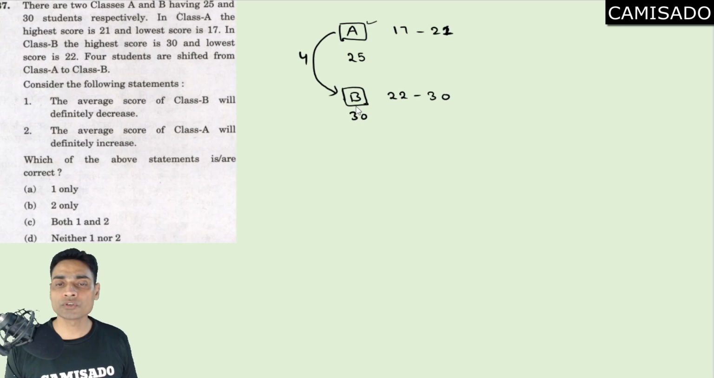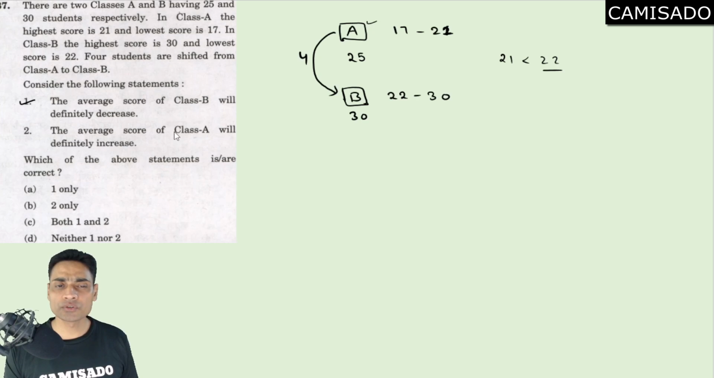So what will be the effect on the average score of class B? Definitely its average will decrease, because 4 students are coming and I am taking them on the higher side. They can be lower also, they can be students with a score of 17 also, but I am taking 21, and this 21 in itself is less than 22, the lowest score of B. So definitely when these 4 students transfer from class A to class B, the average score of B will decrease.